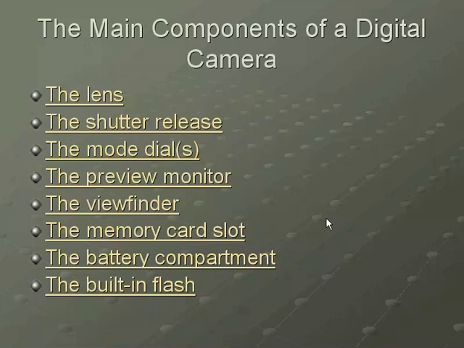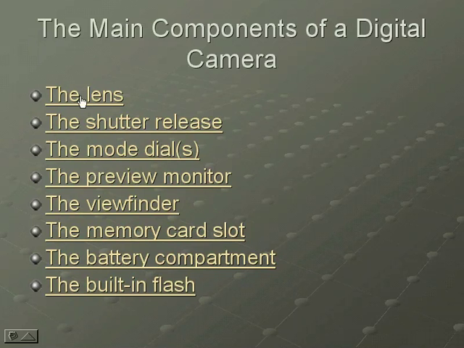Okay, so the next thing we're going to talk about is the main components of a digital camera so that you'll know what to look for when you need to do something. The main components are the lens, the shutter release, the mode dial, the preview monitor, the viewfinder, the memory card slot, and the battery compartment, and last but not least, the built-in flash.